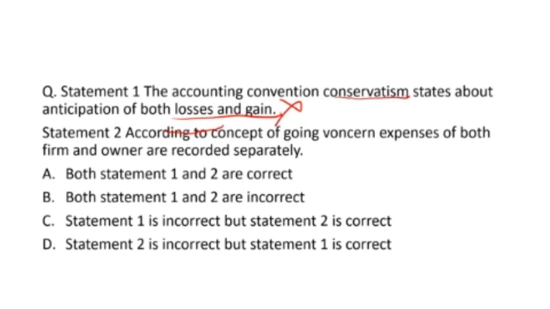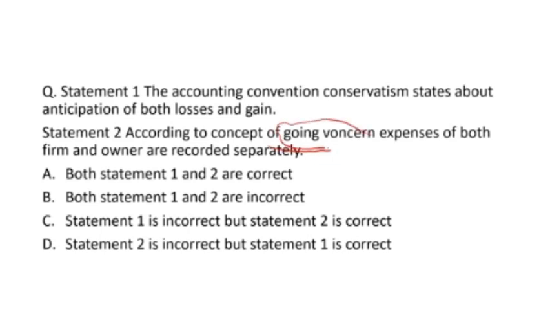Now let's see statement 2. According to the concept of going concern, expenses of both the firm and the owner are recorded separately. This definition is concerned with the separate entity concept. But here, the word mentioned is what? The word mentioned is going concern.